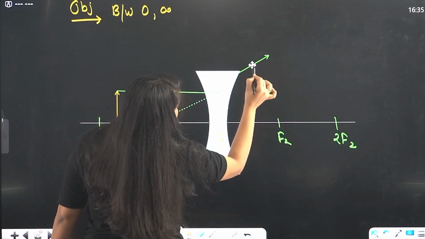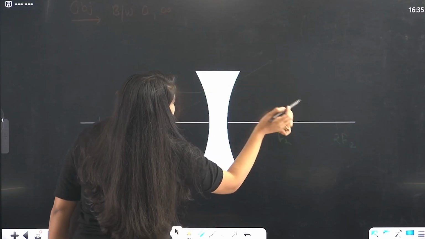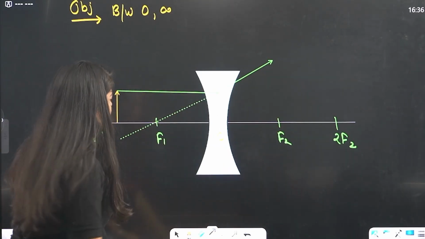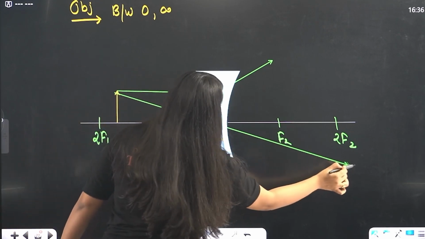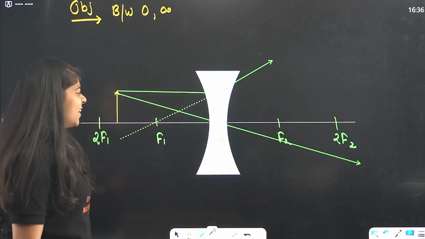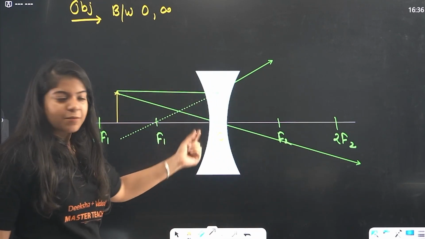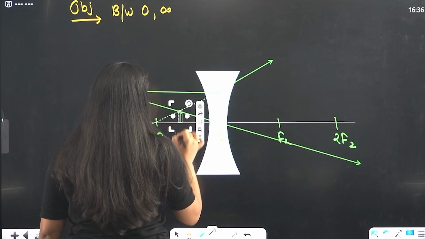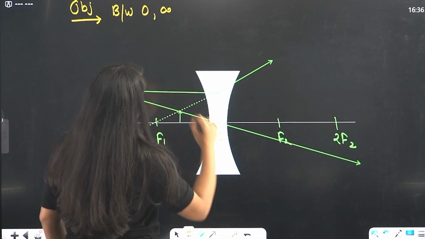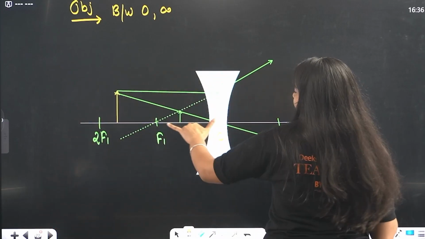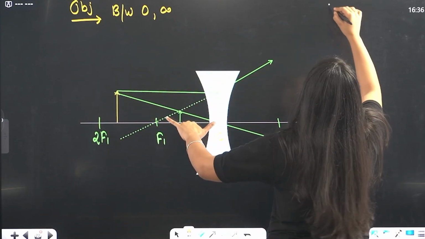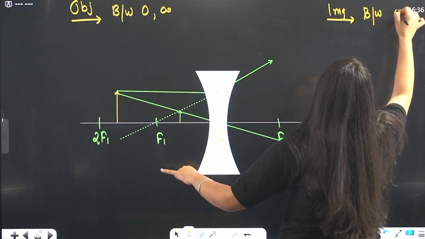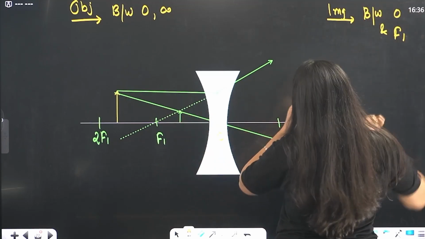Right, so done. Now ma'am, where's the next ray? The next ray will pass through the optical center. So where these two rays are meeting is your image. Now your image is between optical center and F1.